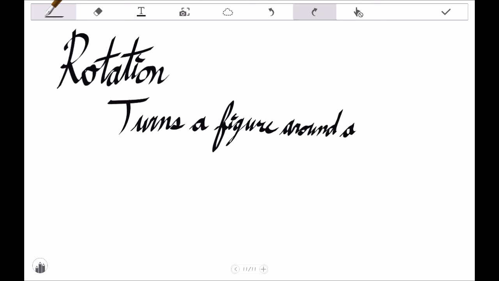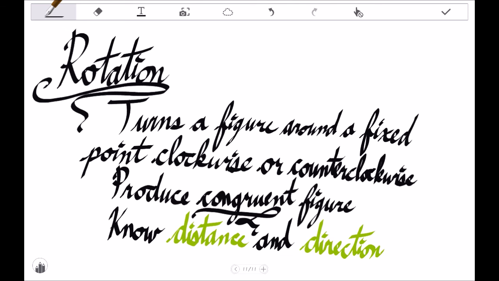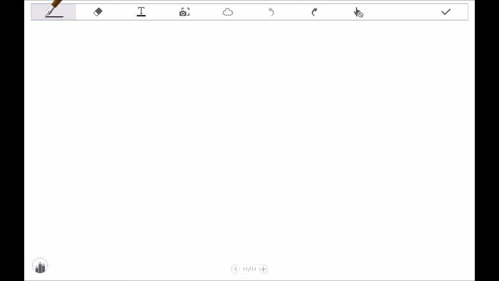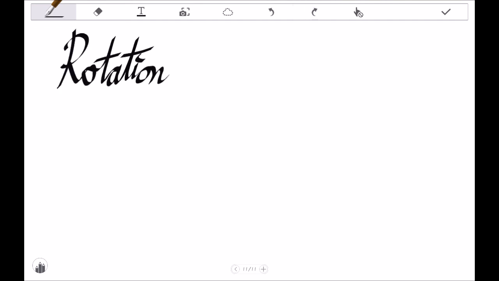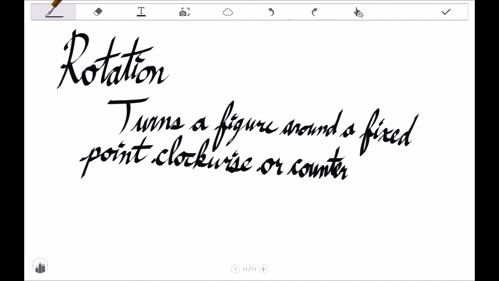4. Rotation. Rotation is a kind of transformation that turns a figure about a fixed point, clockwise or counterclockwise. For rotations, we need to know two things: distance and direction. Rotations always produce congruent images.